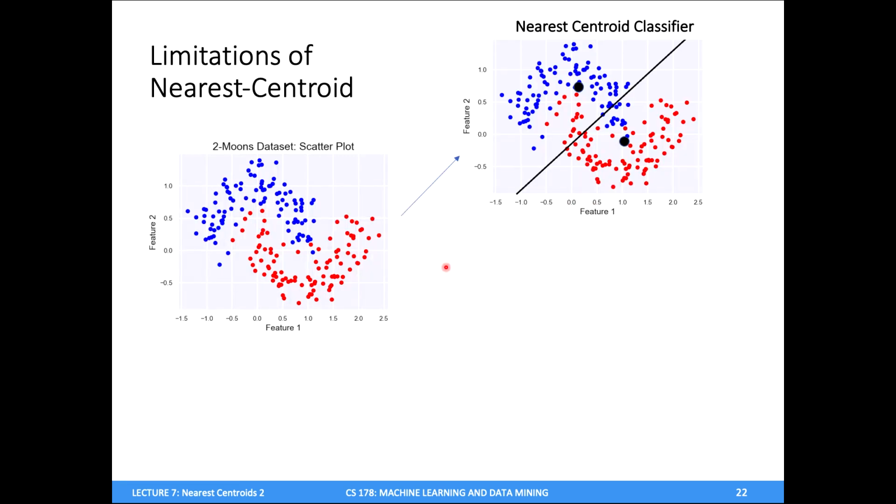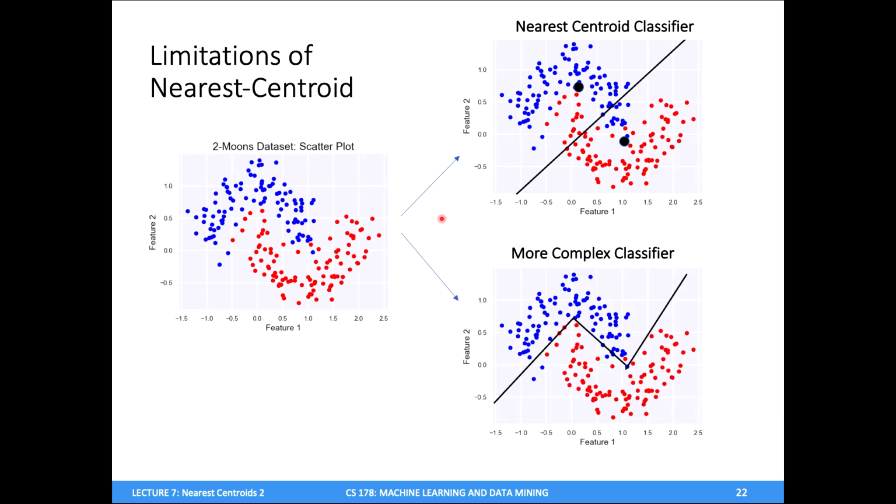So for example, if I fit a nearest centroid classifier on this data set, I get a centroid up here for the blue points and a centroid down here for the red points. And then my decision boundary, you can see, just isn't complex enough to actually capture my data. And so the nearest centroid classifier is really only good for data that's already linearly separable. You could imagine here somehow drawing a decision boundary corresponding to a more complex classifier that is actually able to separate these two clusters.